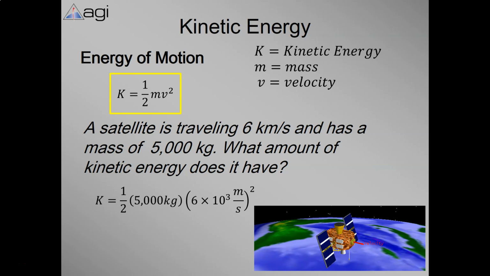Now, we know that it's traveling at 6 kilometers per second, but we need to convert that into meters for this equation to work. And we know that we have 5,000 kilograms, so this gives us a result of 9 times 10 to the 10th joules. And you can do the math if you'd like, so I'd recommend you pause the video and try.